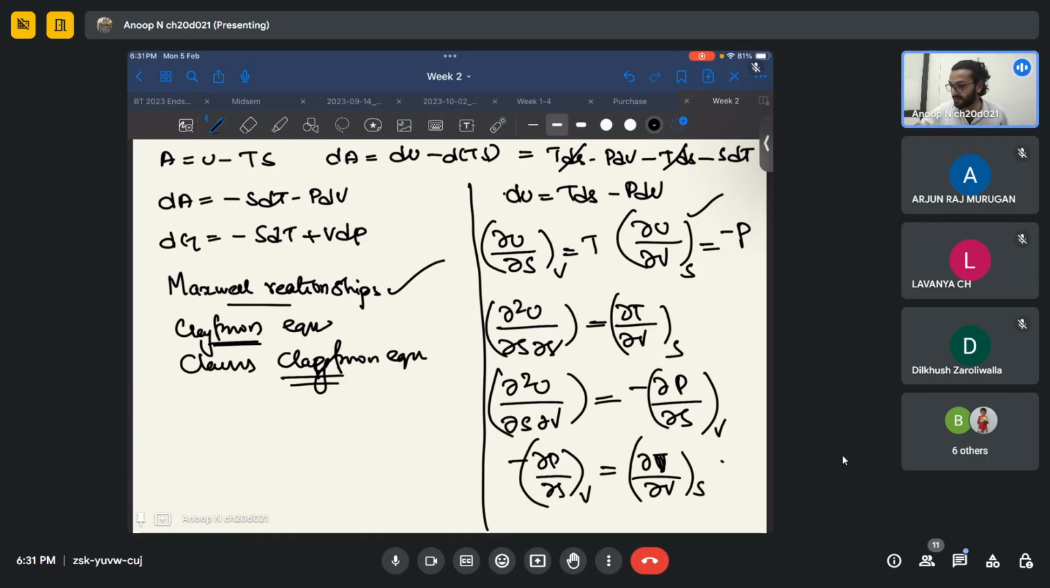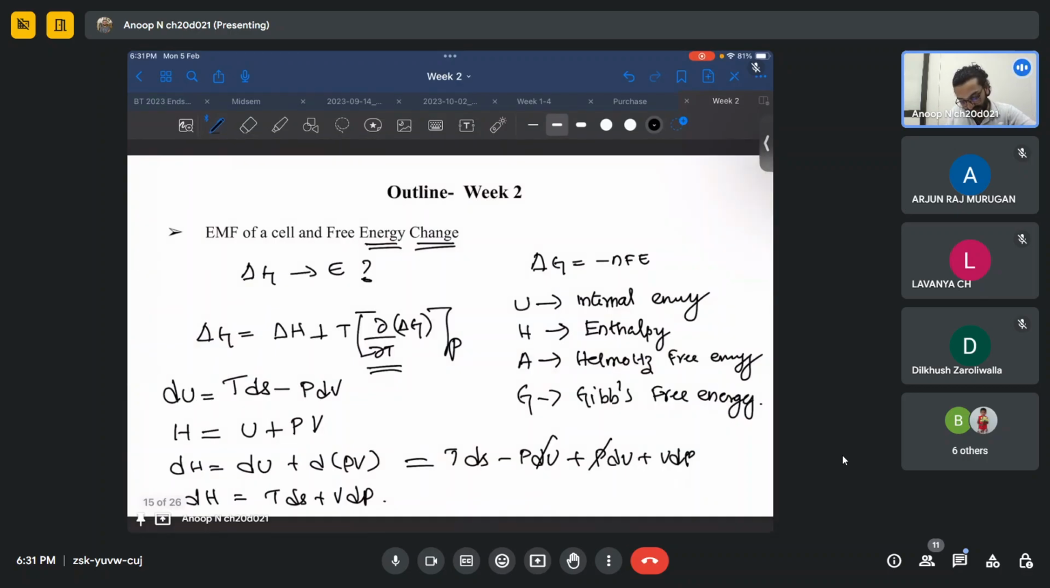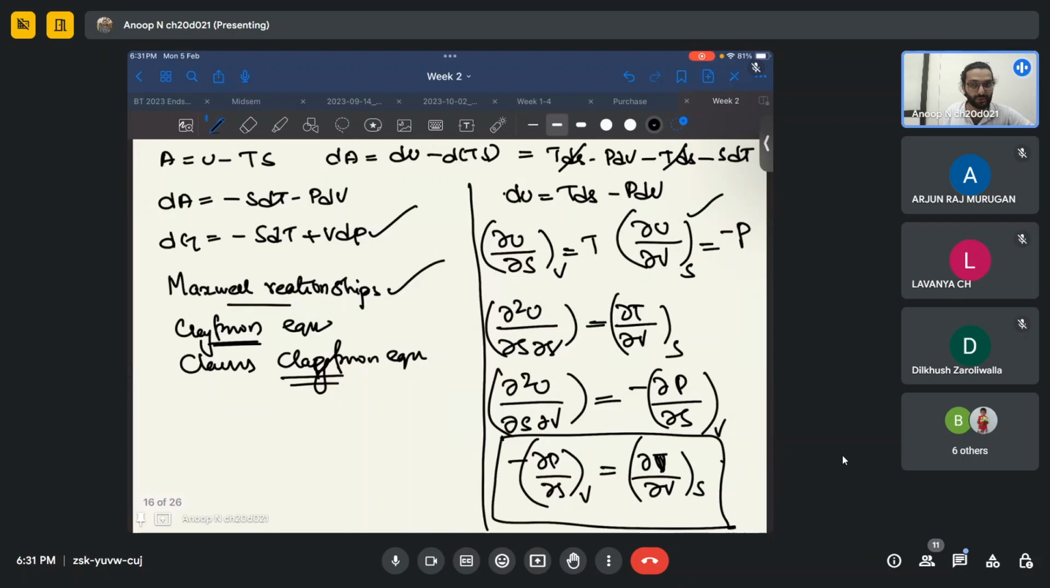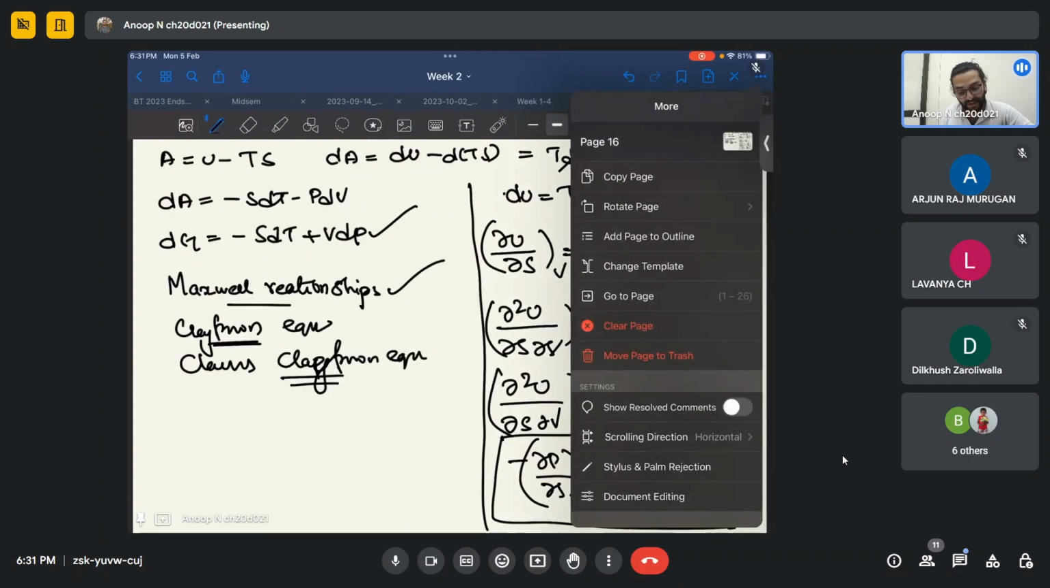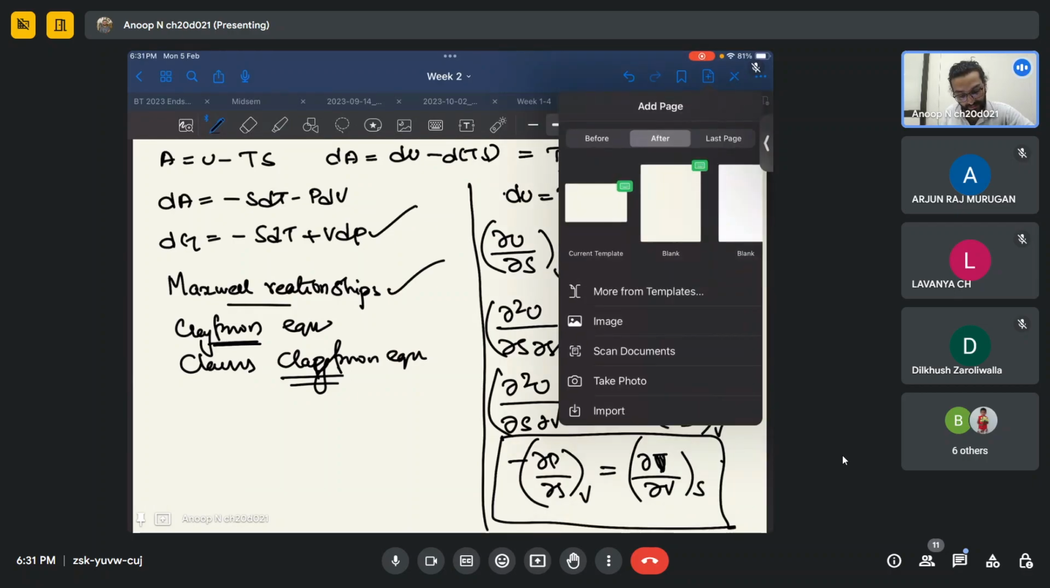Is it correct? I'll just cross-check the method. (∂T/∂V) at constant S. Yeah, so these kinds of relations are called Maxwell relations. Similarly, for each of them, dA, dG, everything we can write. Using this equation, the Gibbs-Helmholtz equation is simplified. You can look into that and understand how we can write these Maxwell relations easily.